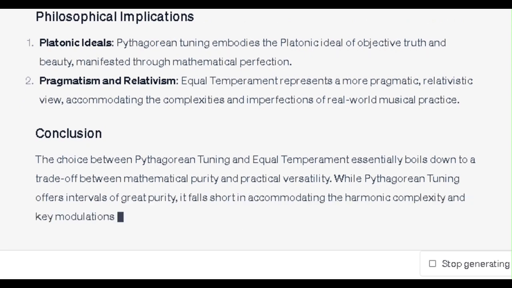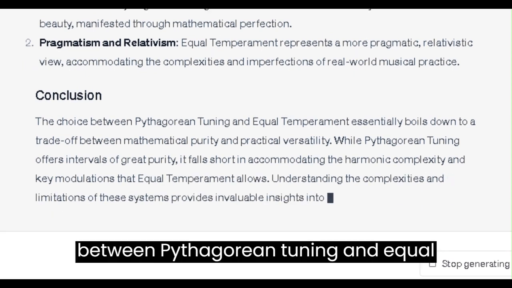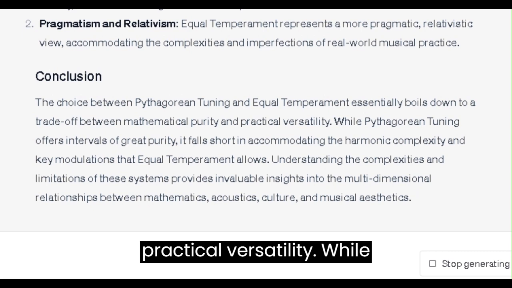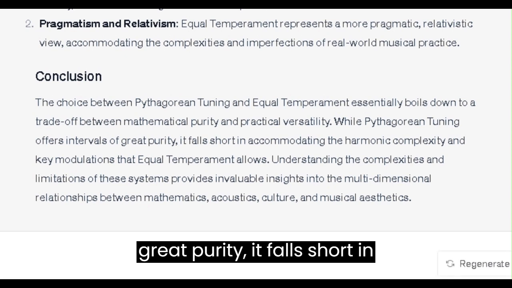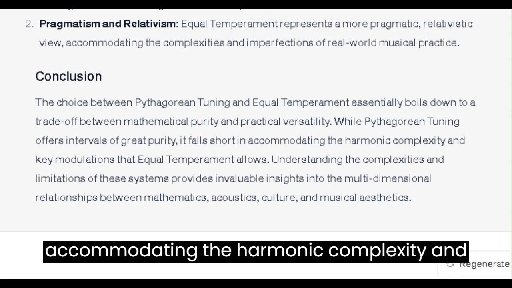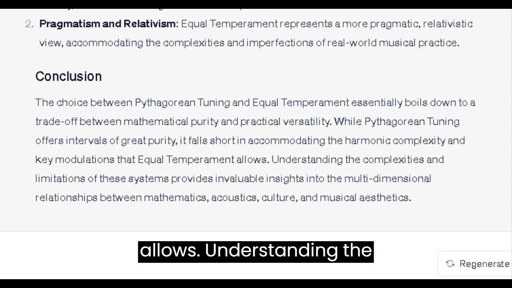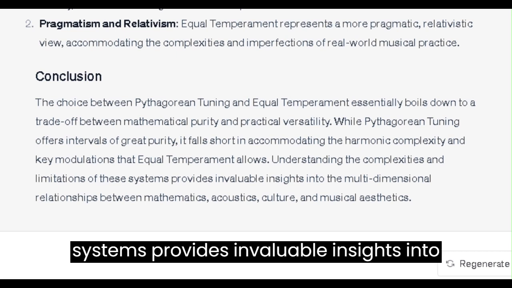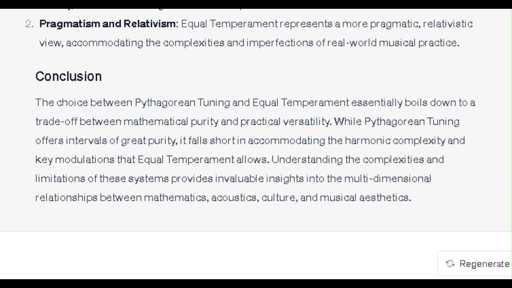Conclusion. The choice between Pythagorean tuning and equal temperament essentially boils down to a trade-off between mathematical purity and practical versatility. While Pythagorean tuning offers intervals of great purity, it falls short in accommodating the harmonic complexity and key modulations that equal temperament allows. Understanding the complexities and limitations of these systems provides invaluable insights into the multidimensional relationships between mathematics, acoustics, culture, and musical aesthetics.